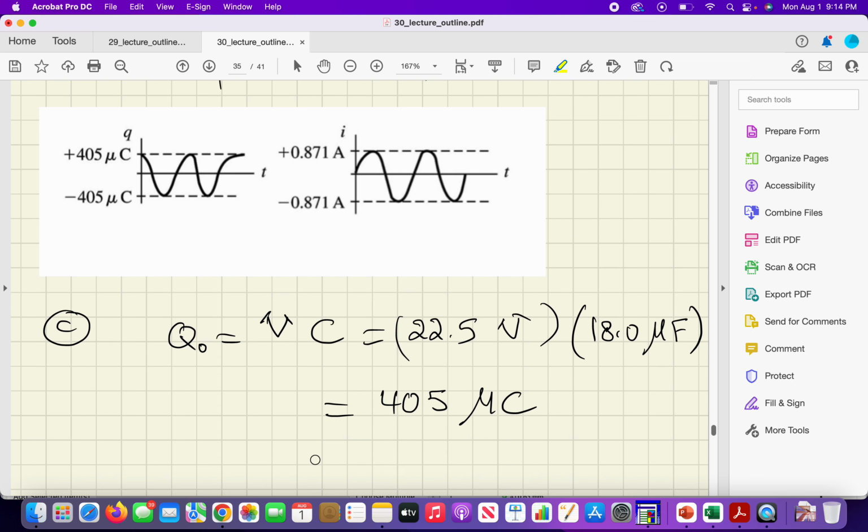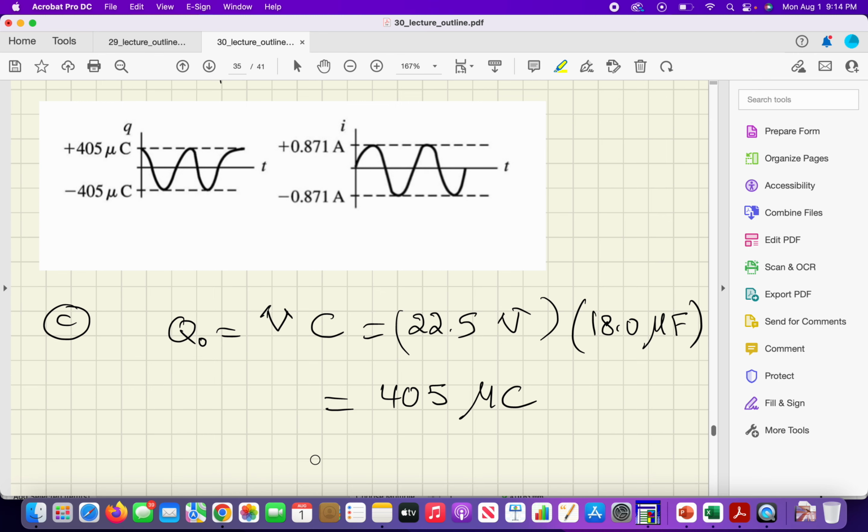Q0 here we can calculate as V times C, which is 22.5 times 18.0 microfarad, and that is 405 microcoulomb.